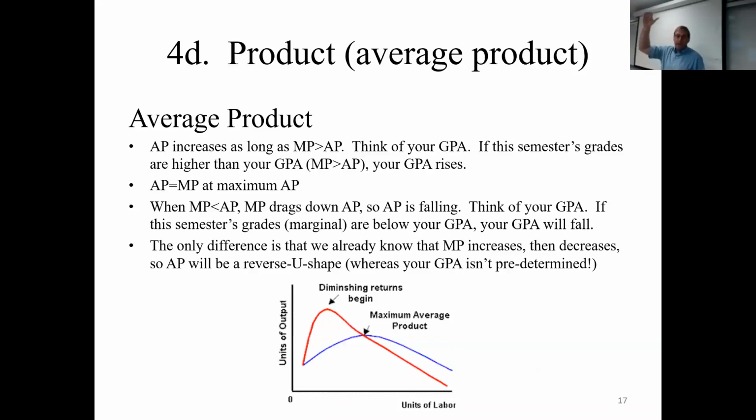The good news here is that we already know what the marginal product curve looks like. It starts up positive, then it starts to fall. That means that we know that the average product curve, average product per worker, is going to rise and rise and rise because marginal is higher than it. And at the point where the two are equal and marginal falls below the average, then it's going to start dragging down the average product. So again, just think of it in terms of your GPA.